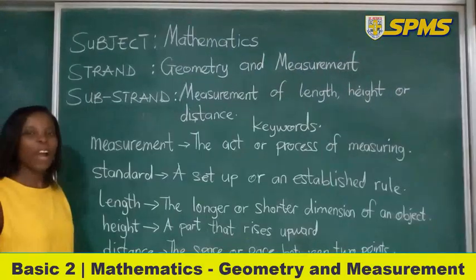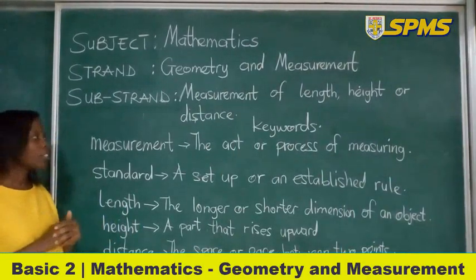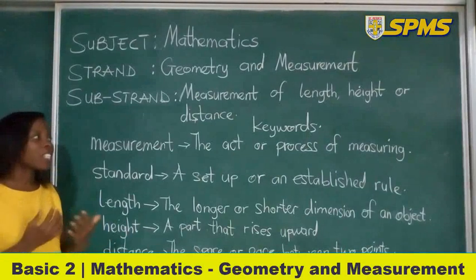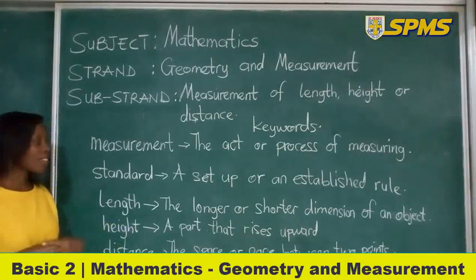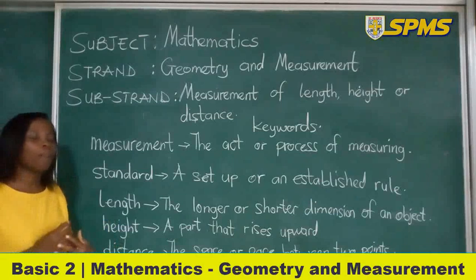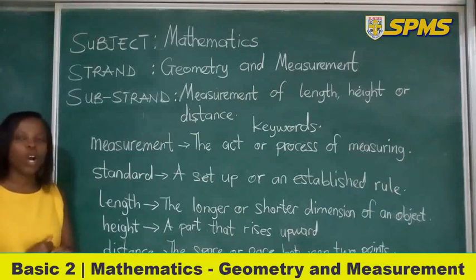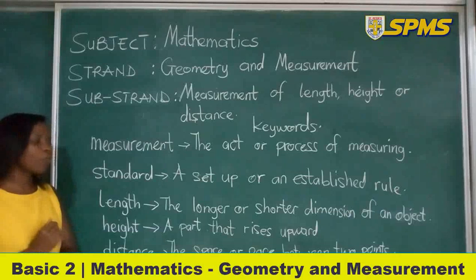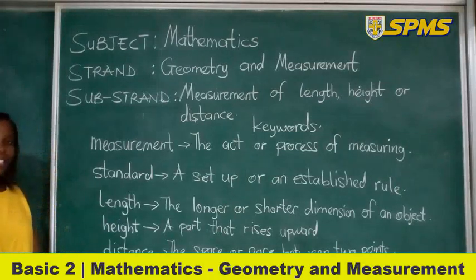Well, now let's look at our keywords for today. We have measurement. What does it mean? The act or process of measuring. Standard. A setup or an established rule. Length. The longer or shorter dimension of an object. Height. A part that rises upward. The last one is distance. The space or pace between 2 points.